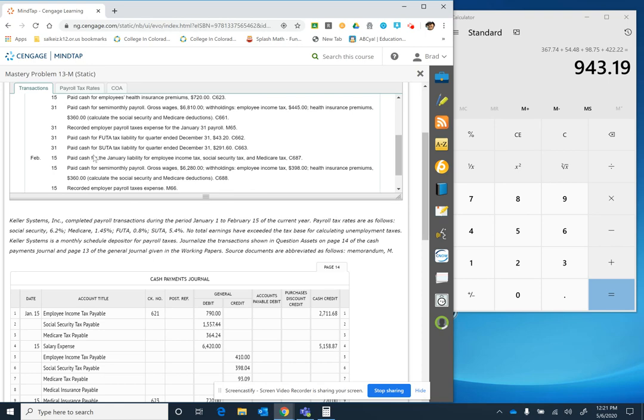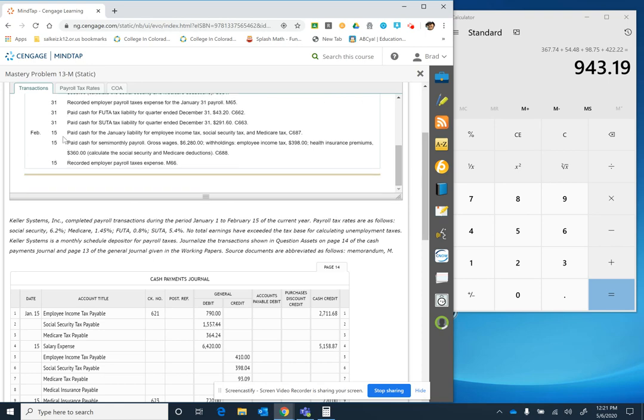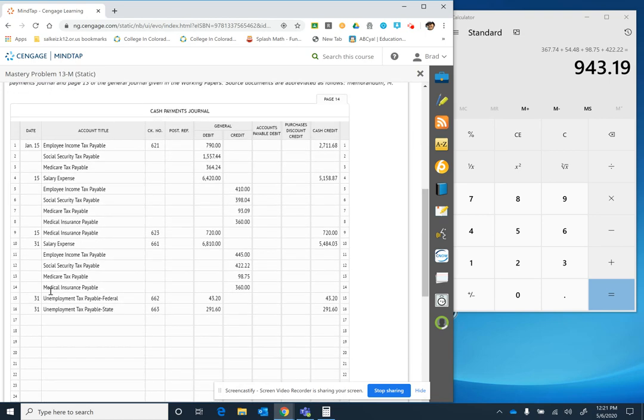So next thing is we are jumping into February now. So we have to pay our cash for the January liability for our employee income tax, our Social Security tax, and our Medicare tax. So let's start figuring that out. We're going to start on line 17. This is going to be February 15th. And then we're going to go ahead and record January's. We've already done December's. Now we're going to do January's.